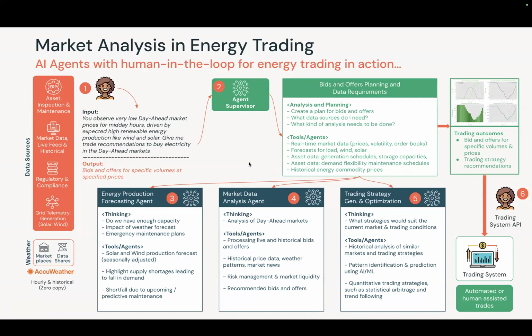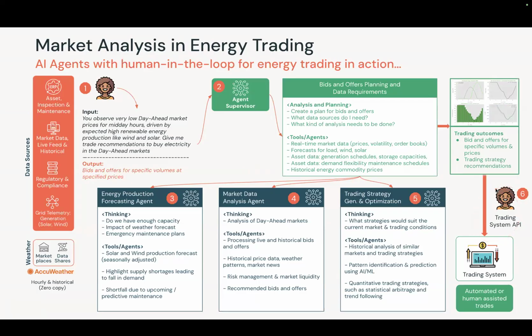And because we're not talking about fully automated trades, as trading is a high risk activity, the idea is to provide the energy trader with all the insights and recommendations, through which he can then execute the trades with the trading system integration. So the trader is still under full control.